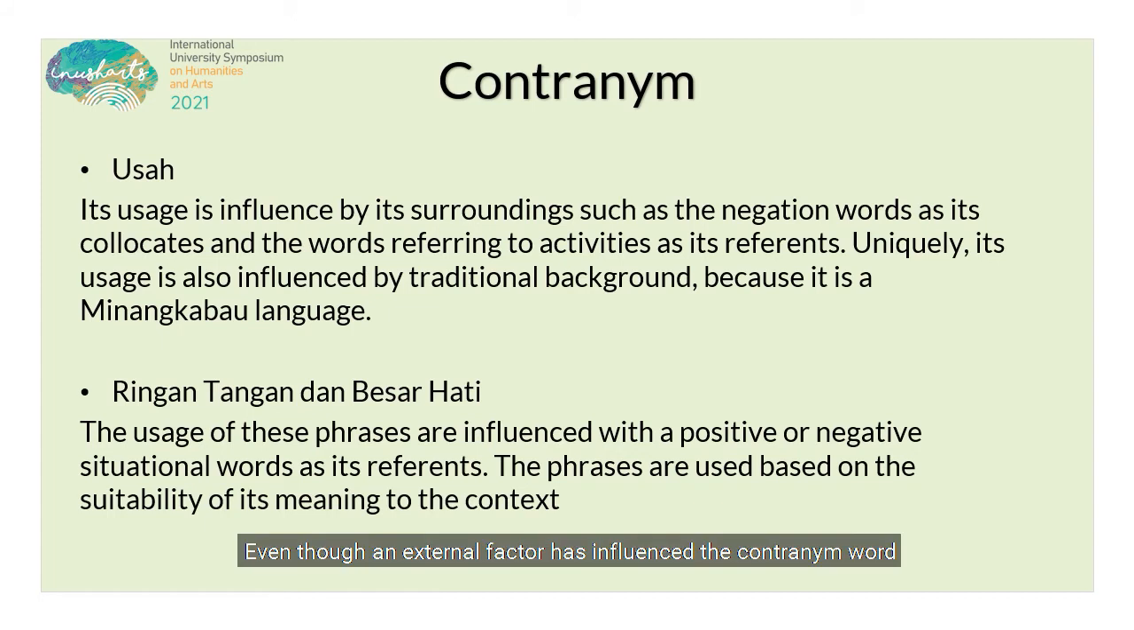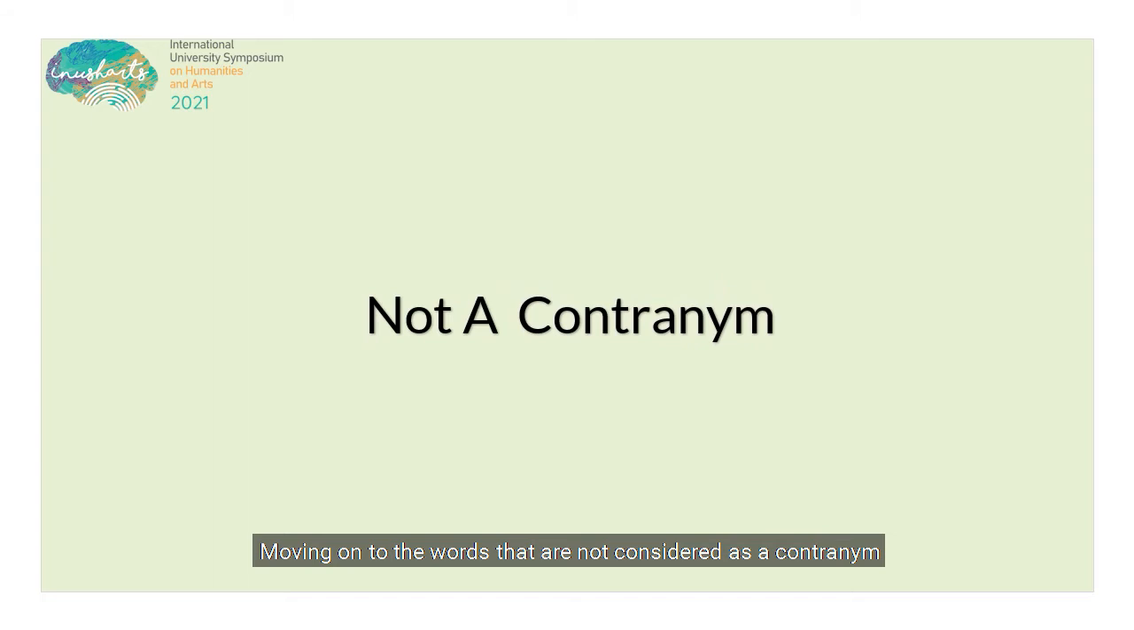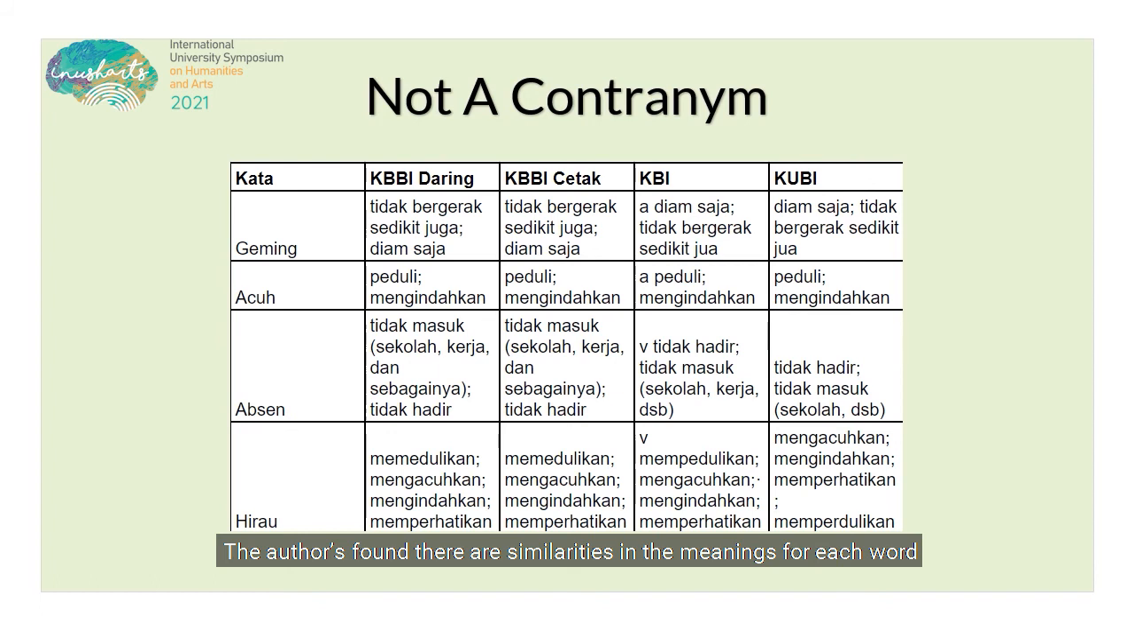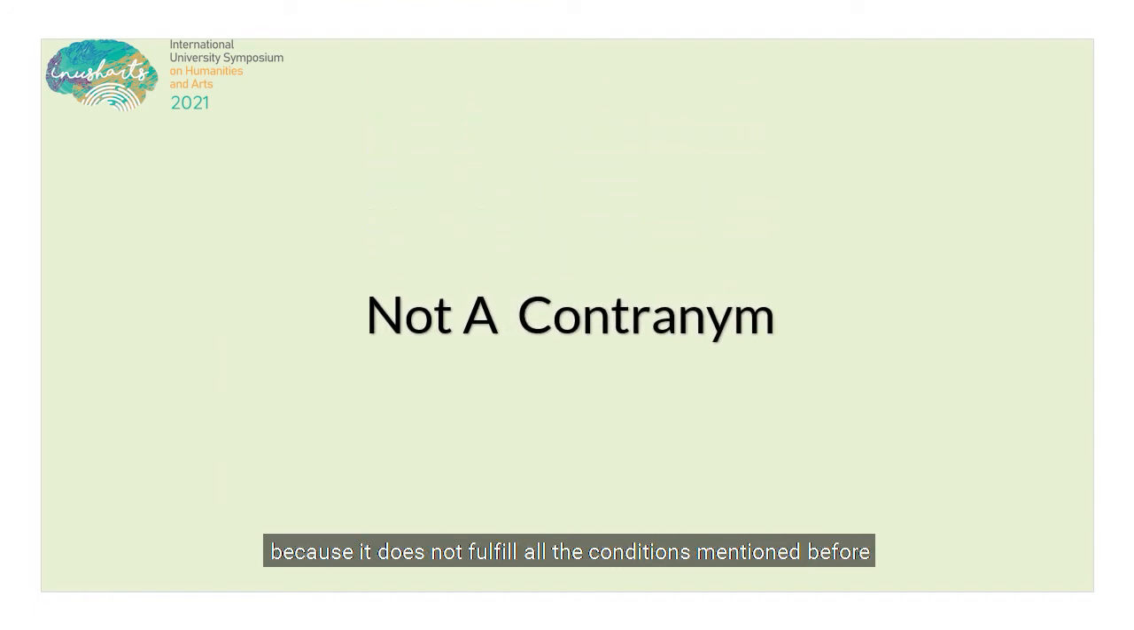Even though an external factor has influenced the contronym word, it is still highly influenced by words and context in the sentence itself. Moving on to the words that are not considered as a contronym. The authors found that there are similarities in meanings for each word after conducting a meaning comparison from different dictionaries. It is known that these words do not have multiple meanings, which may be a problem when identifying a contronym. Thus, we cannot see the contradiction only by seeing the definition of a word. These words cannot be considered as a contronym because they do not fulfill all the conditions mentioned before.